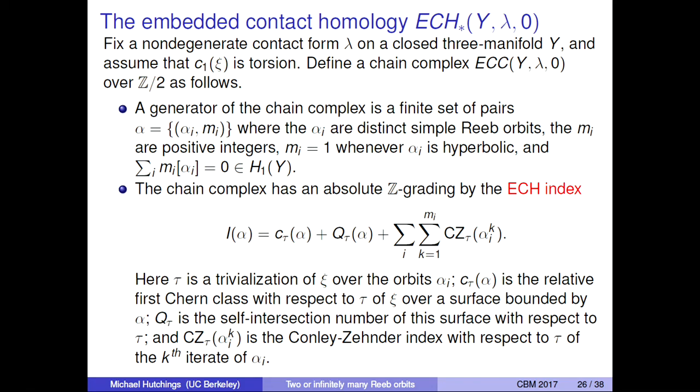There's also a technical assumption that hyperbolic orbits could only have multiplicity 1. And then there's a grading on this chain complex, which is an integer value grading. It's some complicated formula. Just ignore it, or you can look at it if you want. Anyway, there's a complicated formula for the grading.